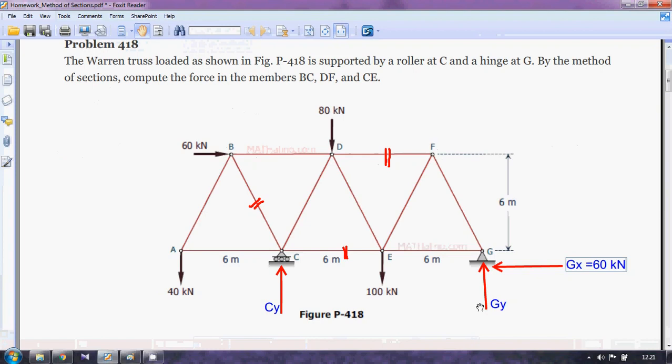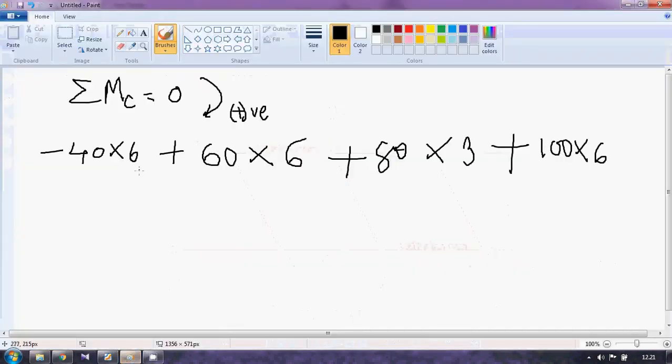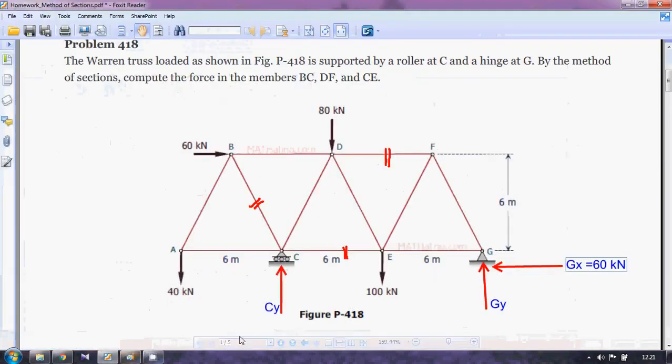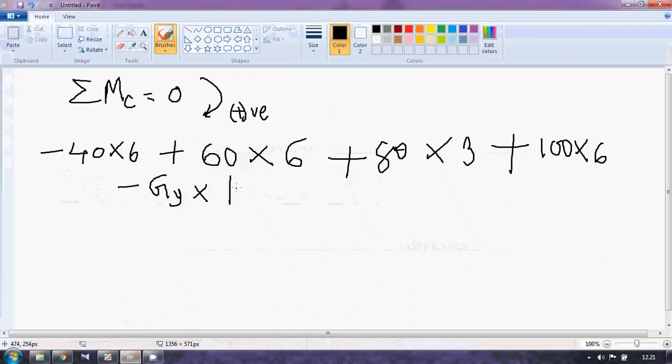Good. And I have only one more, okay, what about Gx? This Gx is acting in this direction, which means it is passing through the C point, correct? So this Gx will not create any moment with respect to C. What about Gy? Yes, it will create an anti-clockwise moment, so it is negative Gy into, what about the distance? 6, 6, 12 meter. So 12 equals to 0.